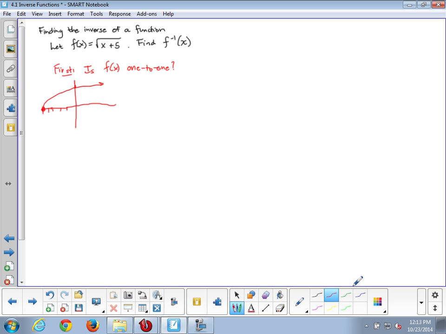And is this a one-to-one function? All you have to do is, if I take a horizontal line, same thing, it's only going to intersect once throughout the graph, so I would conclude that f of x is one to one.